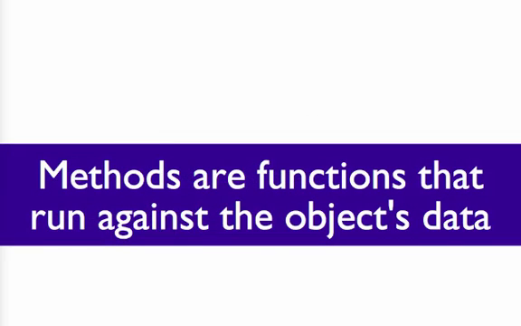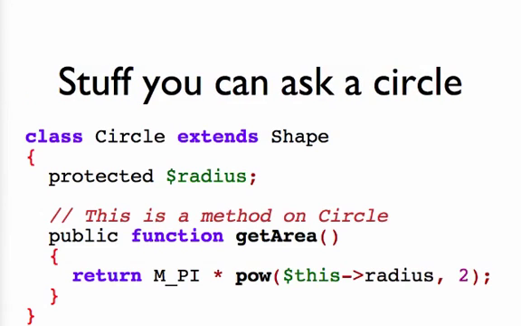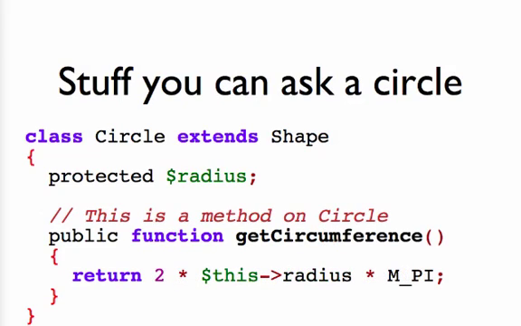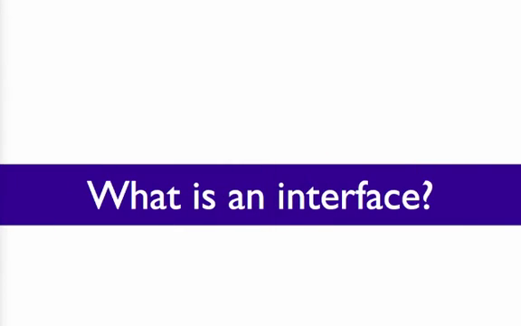Methods are things that we run against an object to change its data, to get information from it, to do things to it. So it could be things that you ask a circle. So we've got a circle, it's got a radius, we want to ask it how to get its area. We run this code, and it's going to look at the radius of this particular circle, multiply by pi and raise that radius to the power of 2, and multiply that all together, and we get the area of our circle. We can also get circumference. We can do all sorts of different things on a circle.